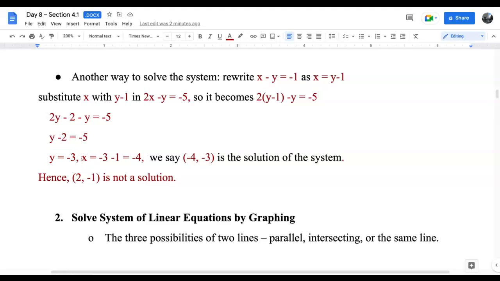Then we plug in to either equation. So we plug in x equals y minus 1. We plug into this one. So x equals negative 3 minus 1, which is negative 4. So you see, negative 4, negative 3 is the solution, because there's only one solution for this one. The solution of the system.